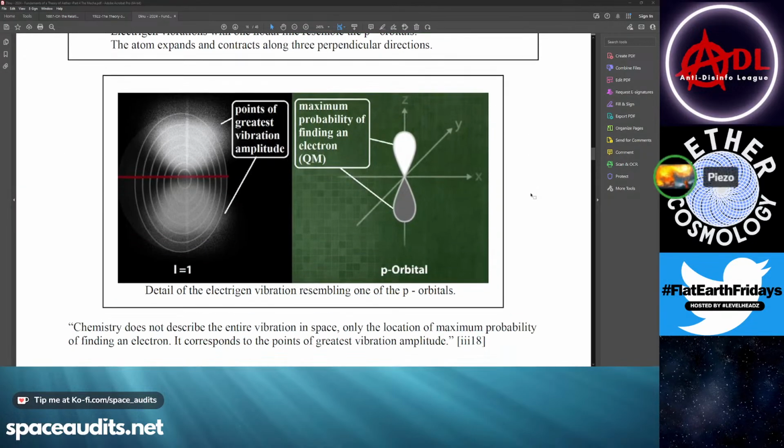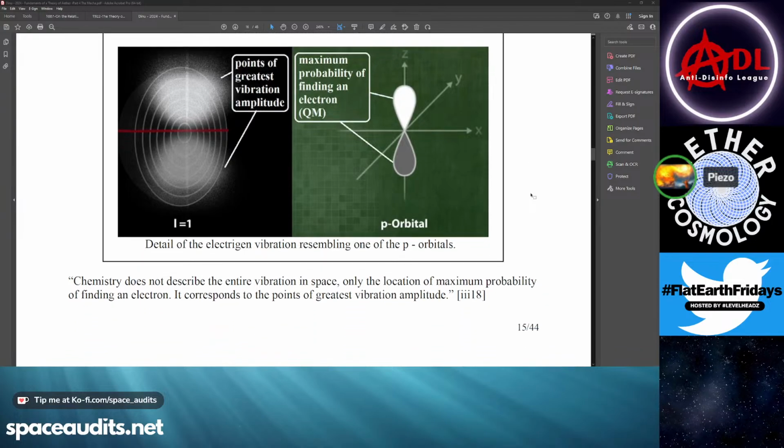Detail of the electrogen vibration resembling one of the p orbitals. Points of greatest vibration amplitude are up there at the top and bottom, and that's the maximum probability of finding an electron. So, when they're doing this energy imaging, they're measuring the energy, the radiation giving off. He's basically saying that there's a mechanical interaction between the electrogen and the ether due to the vibration of the molecules at its resonant frequency or whatever, and it's giving off this radiation energy in a specific shape that corresponds to its vibration frequency and direction, and it looks like what they map out on the energy reading.